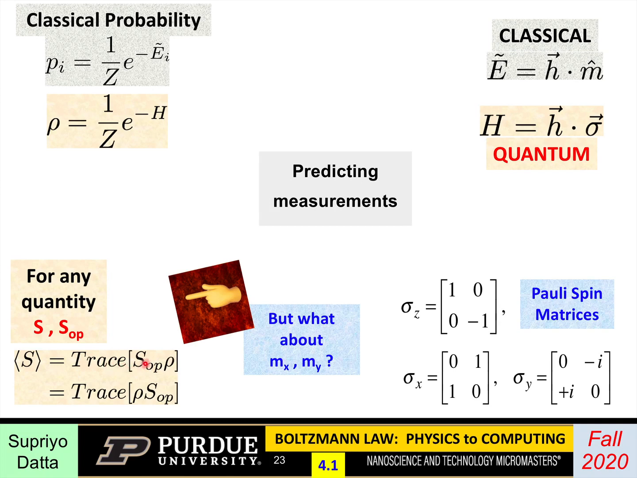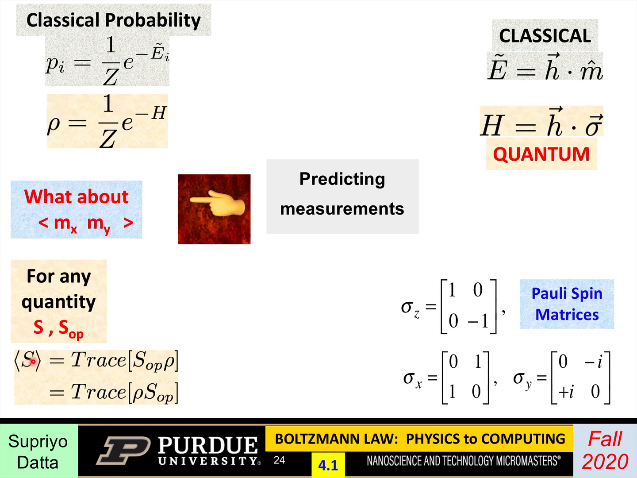And when you take the trace, it doesn't matter in what order you multiply the matrices, so you could multiply the density matrix times the operator. The answer would be the same. So if you wanted mx, you take whatever density matrix you have and multiply it by the operator representing mx. If you want my, take the density matrix and multiply it by the operator representing my. And then take the trace and you'd have the average value.